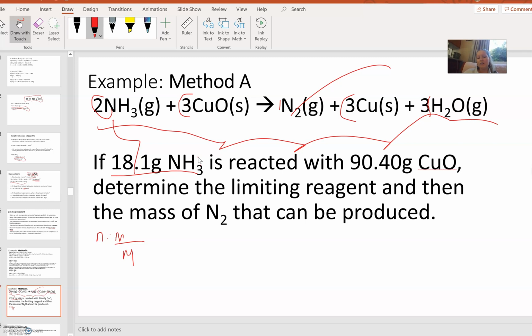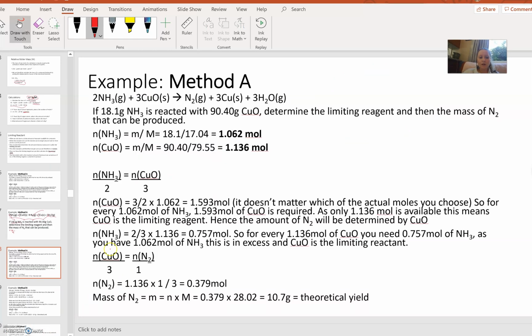Now, I've chosen this example because it's quite hard. It's got all different molar ratios that you're going to have to compare. So let's go through to the next step. So from here, you then have to work out those number of moles, like I said. So the number of moles of ammonia is the mass given divided by the molar mass. So you add up 14 from nitrogen and the 3 hydrogens gives you 17. And then you do the number of moles of copper oxide, and you get these 2 number of moles.